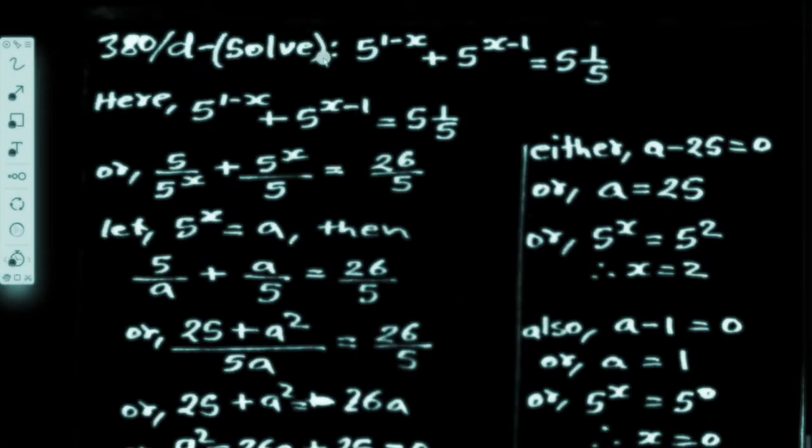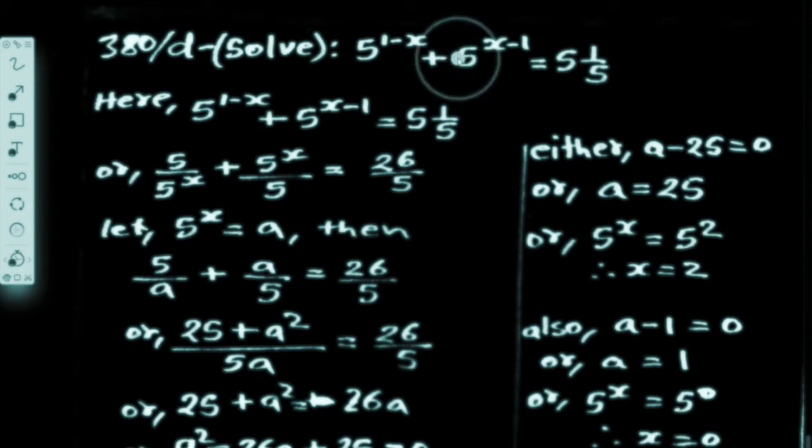Question 380 by d, solve. Here given to us is an exponential equation, to solve and find the value of the unknown factor, that is x. We should get the value of x from this exponential equation. Given exponential equation, 5 power 1 minus x plus 5 power x minus 1 equal 26 by 5.